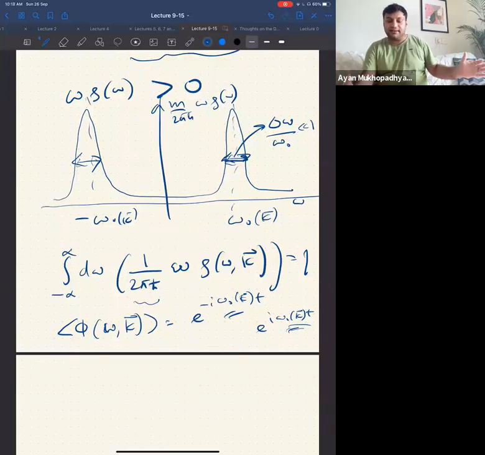Whenever this is not true, you cannot use a kinetic theory-like description to describe the system, and you have to use something much deeper. You have to really use quantum dynamics, not a Boltzmann equation anymore. Okay, so this is essentially the crux of the matter.